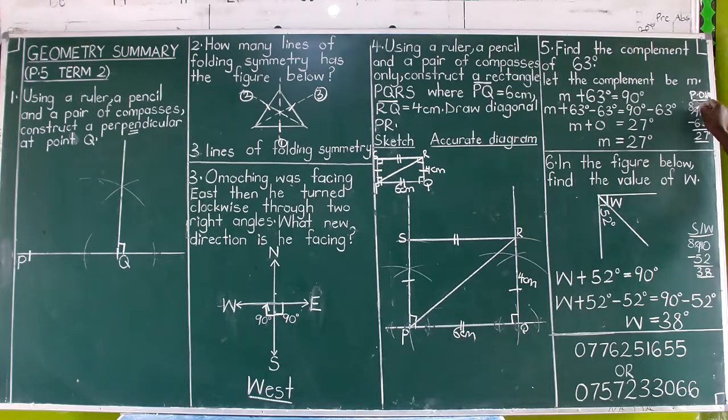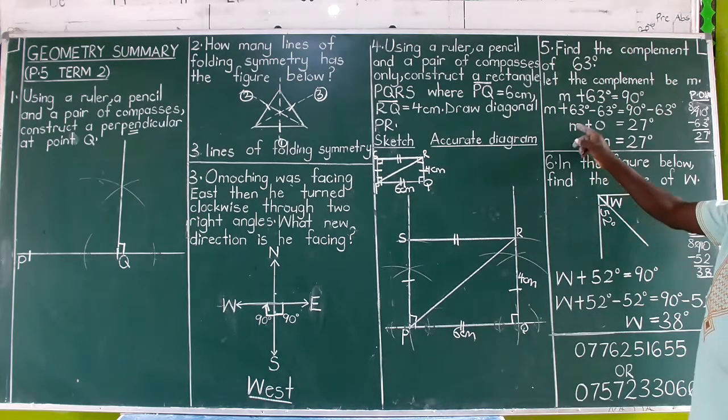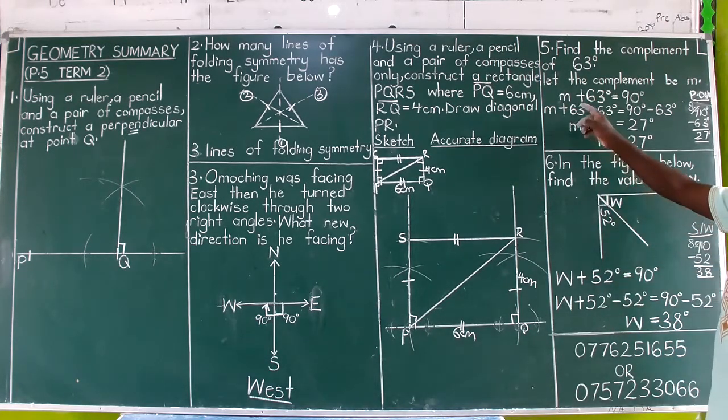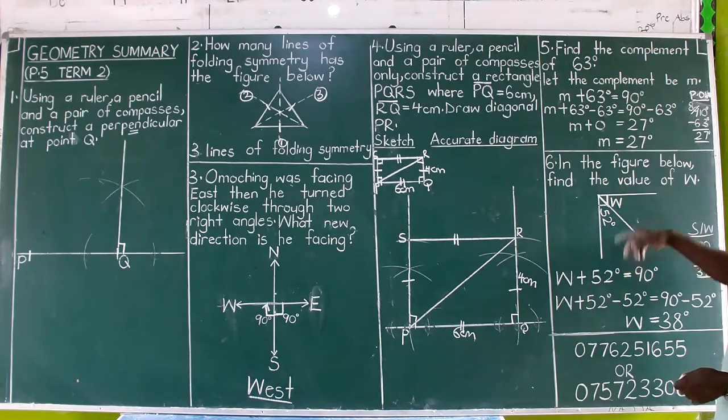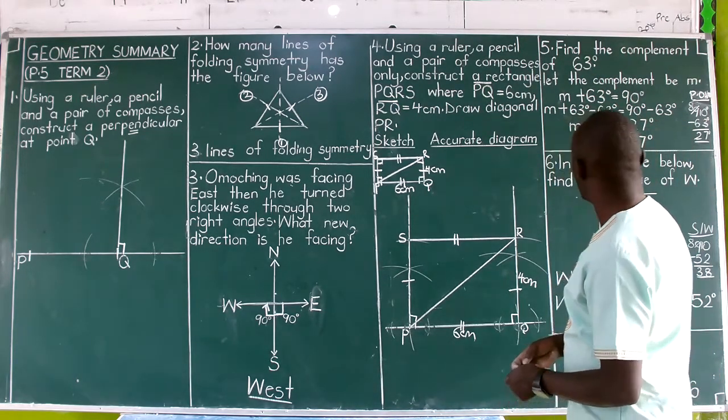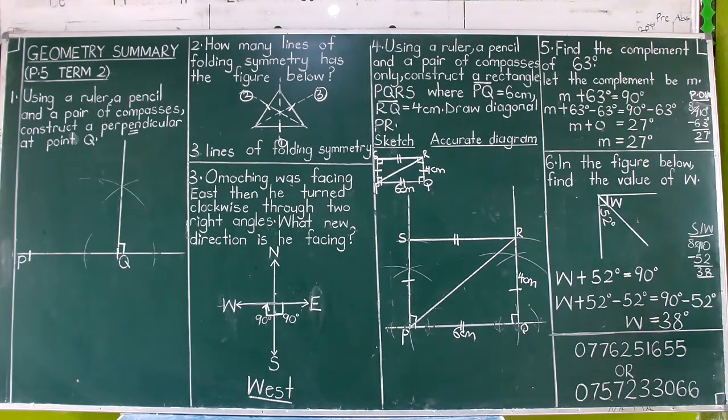So 0 minus 3, possible after borrowing 1 from 9, which 1 is equivalent to 10. Remain with 8, 10 plus 0 get a 10, 10 minus 3 you get a 7, then 8 minus 6 you get a 2. So that we've got M plus 0. Where does 0 come from? From 63 minus 63 you get 0. Then we've got 27 degrees here. Then M finally is equivalent to 27 degrees. So the complement of 63 degrees is 27 degrees. Why? When these two angles, 63 and 27 degrees, are added, you will get 90 degrees. And we said complementary angles add up to 90 degrees.